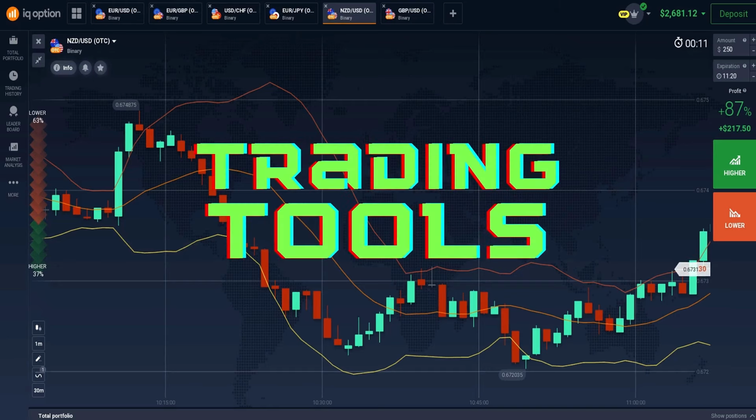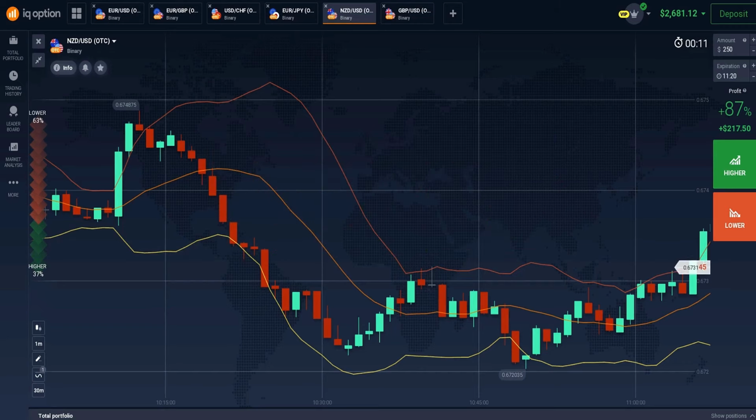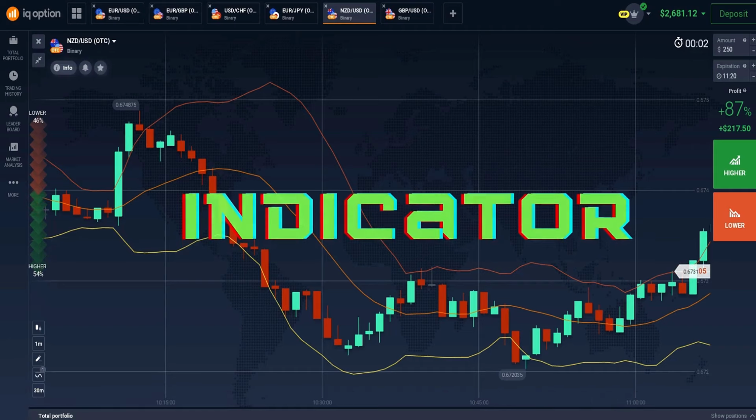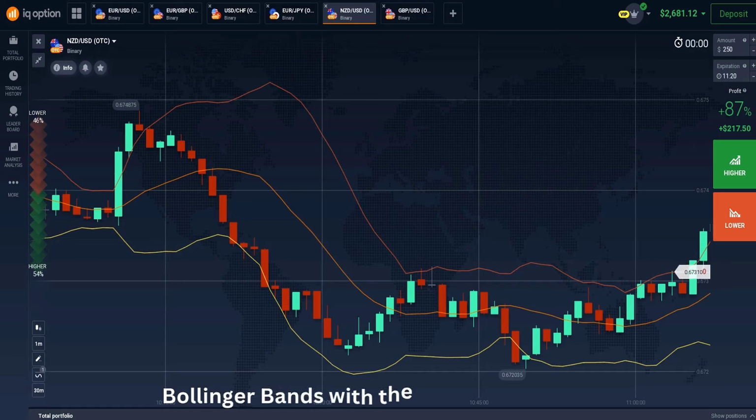Let's talk about the tools you'll need for this strategy. For this setup, we're going to keep things super simple and effective. Candlestick patterns. We'll be using two powerful candlestick signals. The hammer, a sign of possible bullish reversal. The inverted hammer, a sign of potential bearish reversal. Indicator. To filter out low-quality signals, we'll use the Bollinger Bands indicator with default settings. That's it. No complicated tools or cluttered charts.